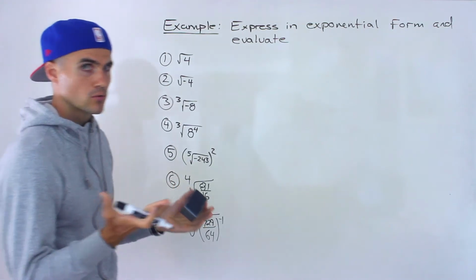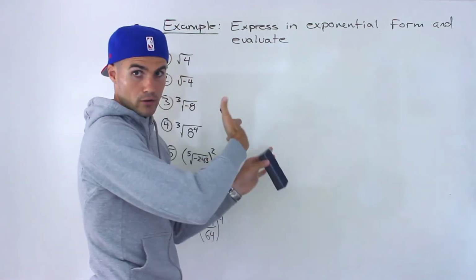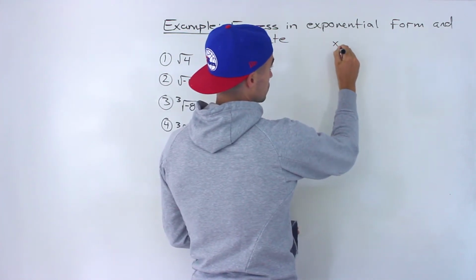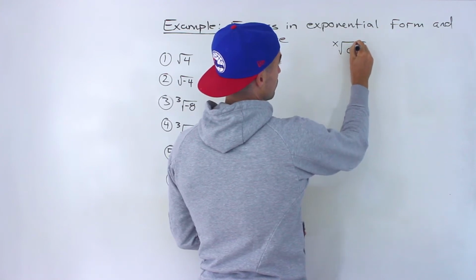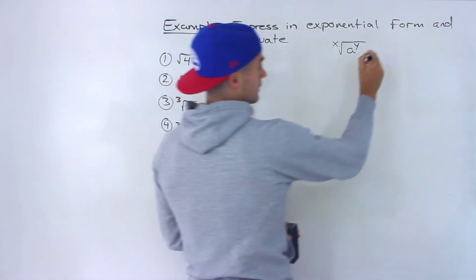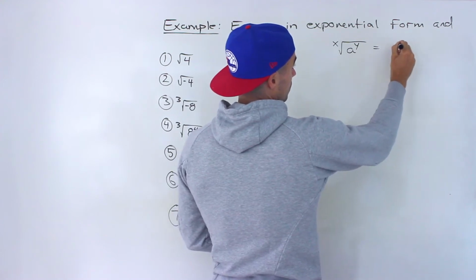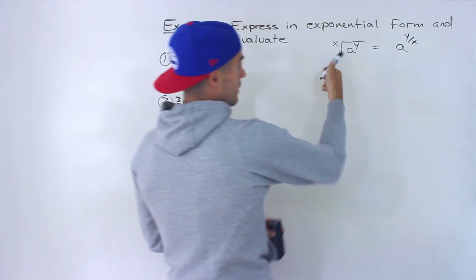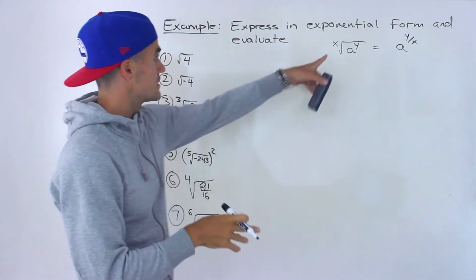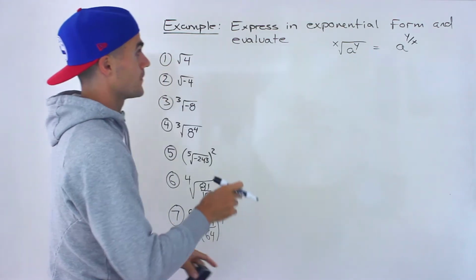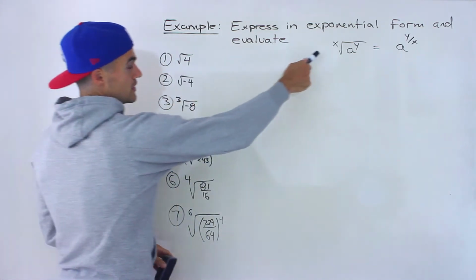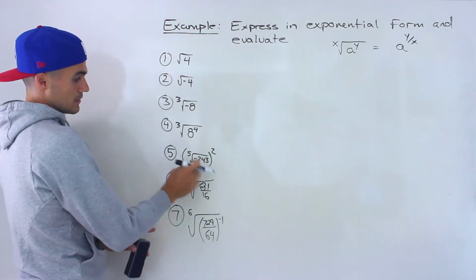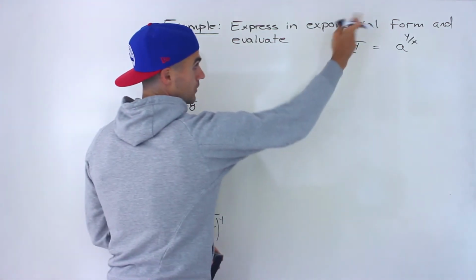And just to do a quick general review, how do we convert radical form to exponential form? Well, if we have, for example, the xth root of a to the y, that's going to equal a to the power of y over x. Notice how some of these are going to be in this format, where the root number is on the outside, but sometimes it's going to be within the bracket, and then this exponent is going to be on the outside.